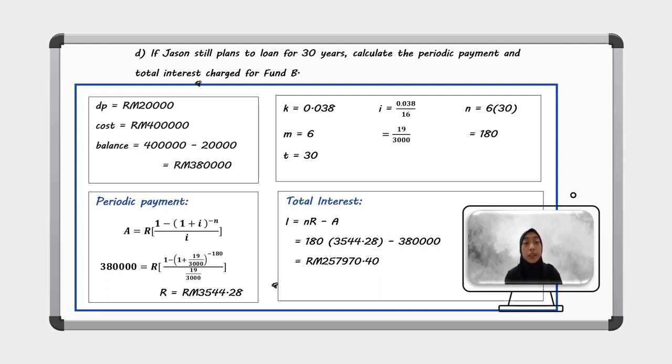After that, we need to find the total interest. The formula for the total interest is I equals nR minus A. Substitute the information into the formula. 180 open bracket 3,544.28 close bracket minus 380,000. So the answer for I is 257,974.